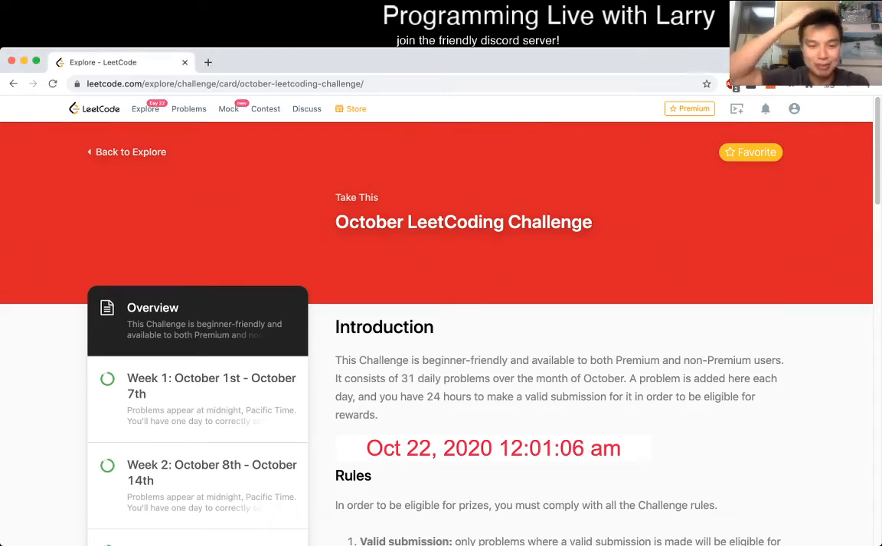This is me going over day 22 of the October LeetCode Daily Challenge.